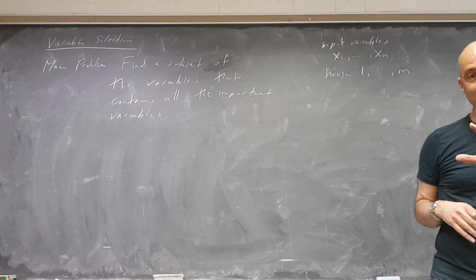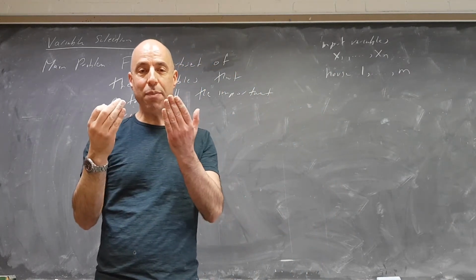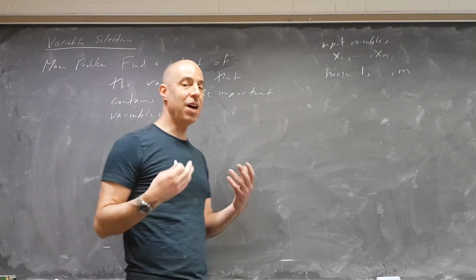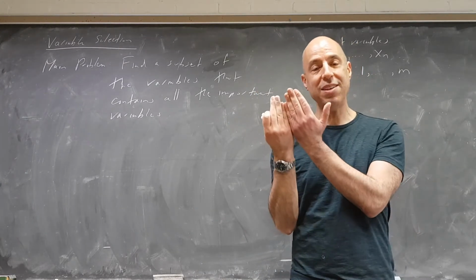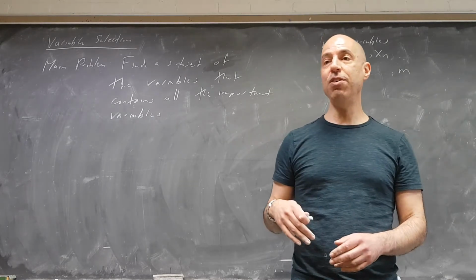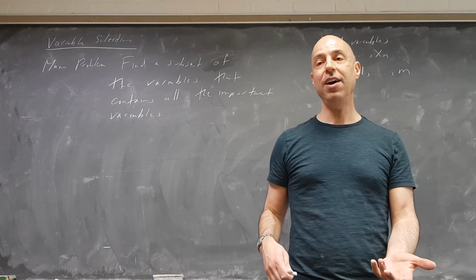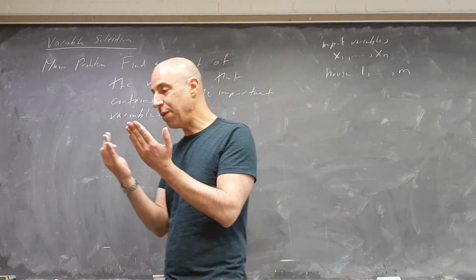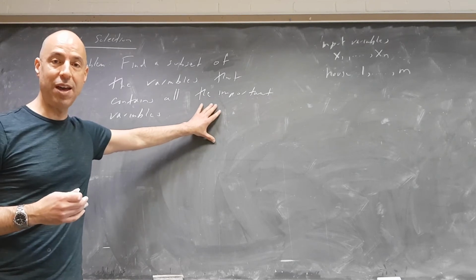Now, this is more complicated than it sounds because some variables might be important in groups. So let's say we're talking about a house. The number of bathtubs and the number of showers are important, but the number of bathtubs plus the number of showers is more important together, because if you don't have any bathtubs, it could still be okay if you have some showers. And if you don't have any showers, it could still be okay if you have bathtubs. So these two variables are important together. And so this is a harder problem than you might imagine.